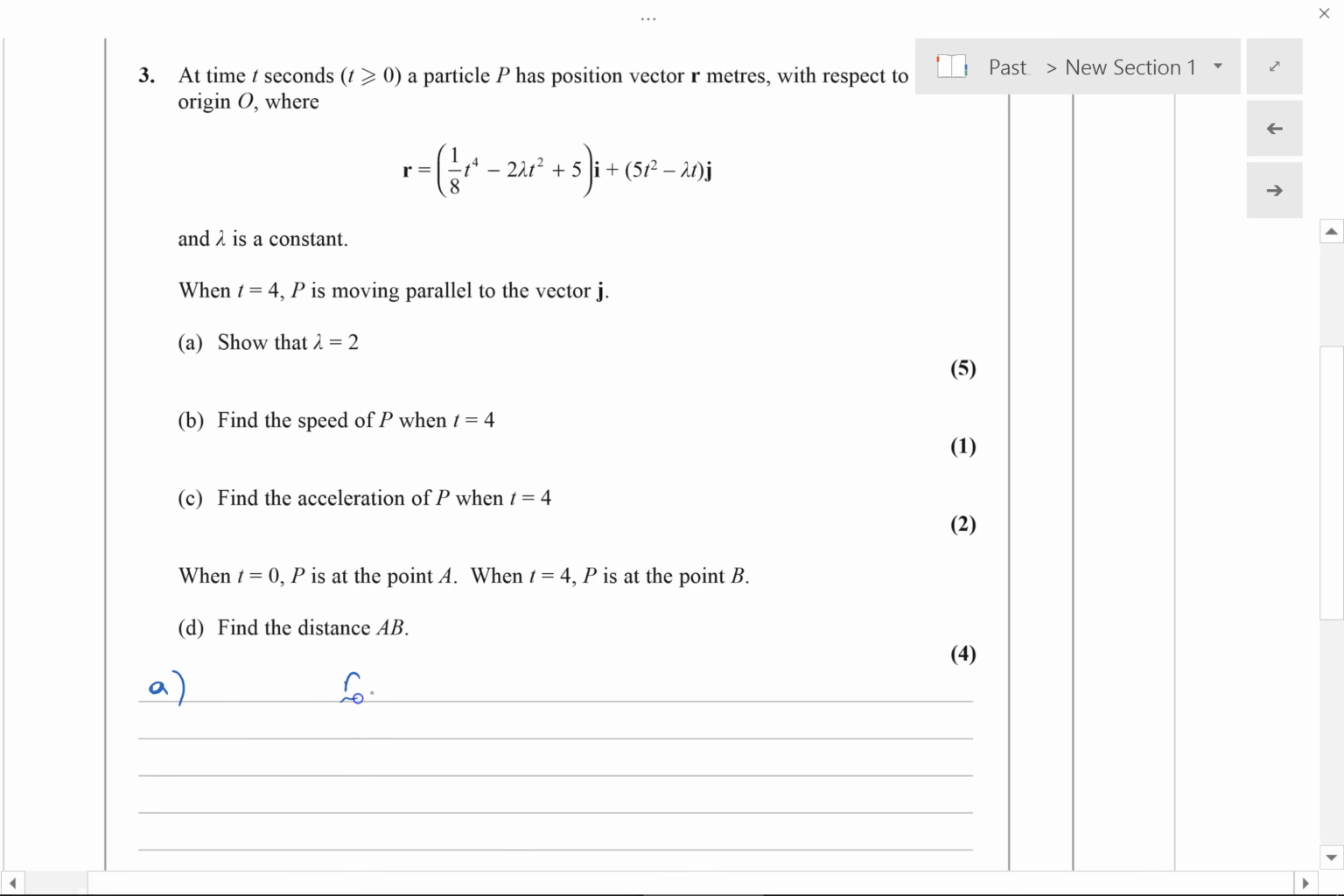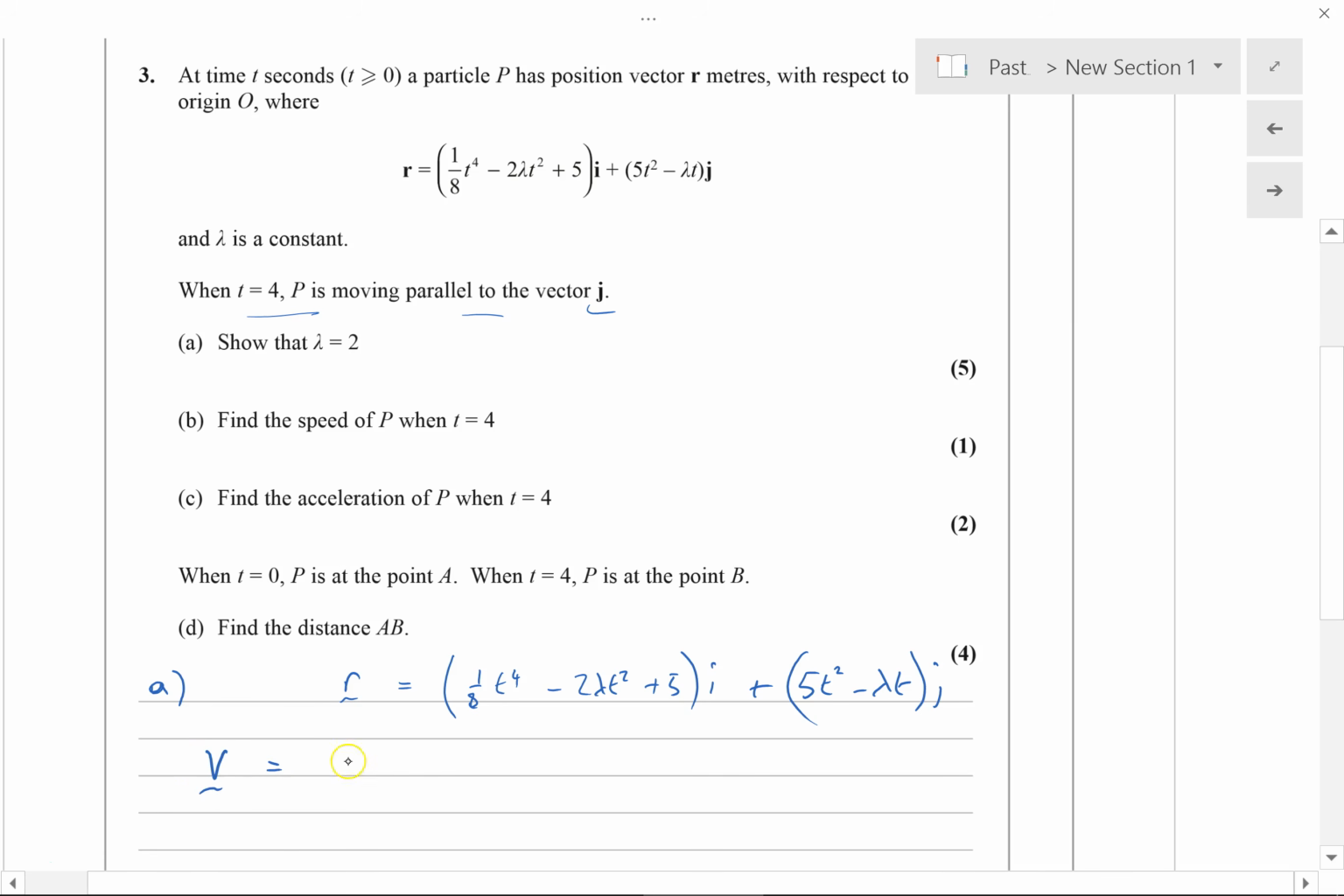So we've got r equals, let's just write the question out here, minus 2 lambda t squared plus 5, i plus 5t squared minus lambda t, j. Now it talks about it moving parallel to j when t equals 4. So that means it's moving in that direction or in that direction, up or down. The key thing is the i component is going to be equal to 0 because it's basically moving in a vertical direction.